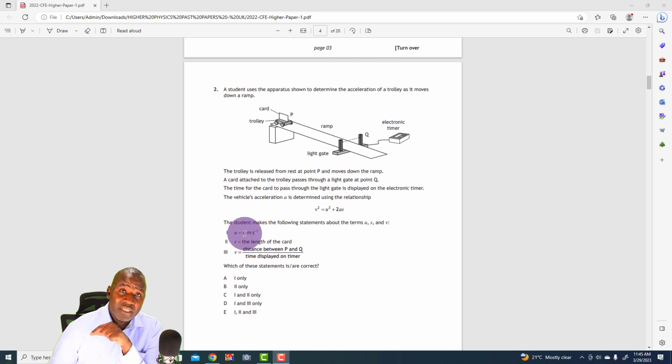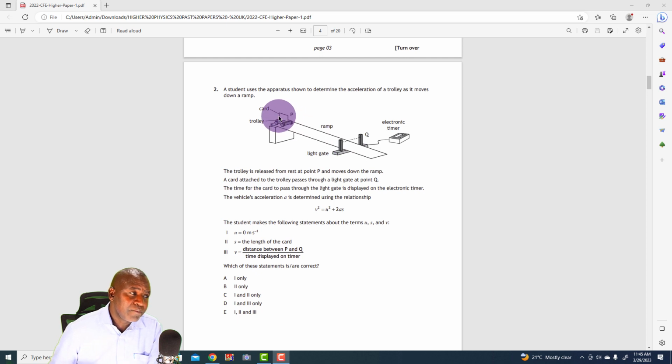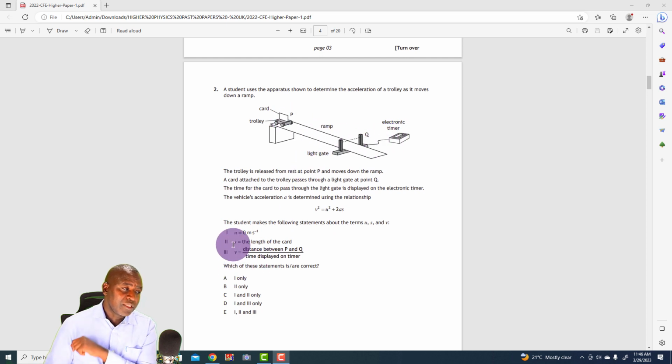u is definitely not 0, because by the time this card touches this line here, it's got a velocity, a high velocity in fact, because it's moving down the incline. So the velocity is already high. So u is not 0. When we are told that the trolley is released from rest, it's true if s was the length of the whole of this path from this point all the way to this point. But now the time that we are interested in is the time taken to cover the distance equal to the length of the card. Like for instance, in statement 2, we are saying that s is the length of the card, which is true, because the time that we have measured here is the time taken to travel through a distance equal to the length of the card. Let's look at statement 3.